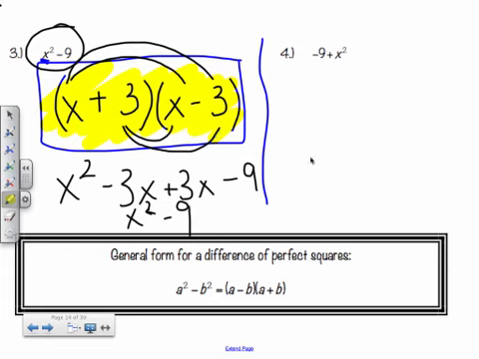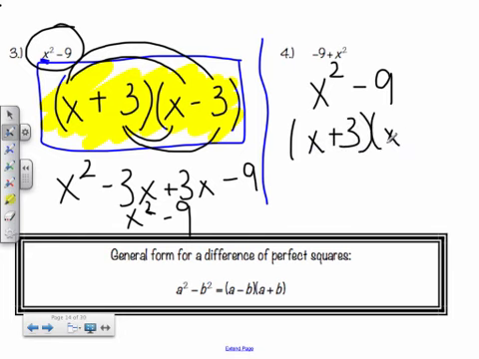Now, question number 4 is a little bit trickier because if you look at it, it's not really in this format where it's a squared minus b squared. It's really negative a squared plus b squared. So I'm going to rewrite this in a different order so that I can see this a little bit better and be able to factor it. I'm going to put the x squared first. Since it's a positive x squared, I just write x squared. And then if I have a negative 9, I'll write minus 9. So then this is the exact same problem as number 3. So I get x plus 3 multiplied by x minus 3.